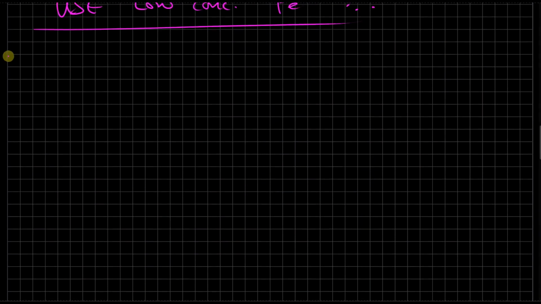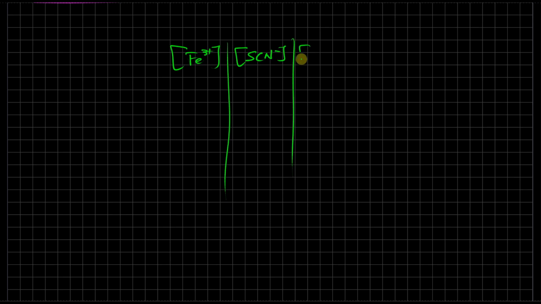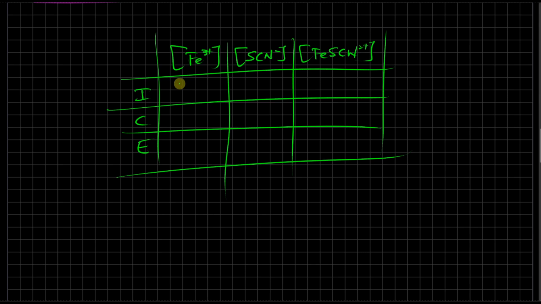And then in each of these 3 trials in set 2, you'll need to create an ice table, right, where we'll have our iron 3, our thiocyanate, and our iron thiocyanate complex here, the product. You'll set up your ice table. There we go. Initial, change, equilibrium. And this initial concentration of iron you'll need to calculate based off of the initial concentration. Initial concentration of thiocyanate you'll also need to calculate as we did earlier. And let's assume 0 products, right?